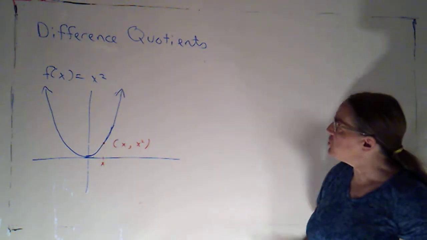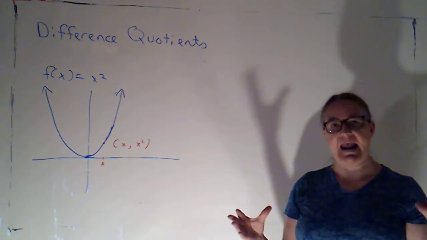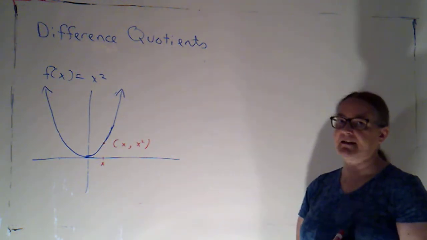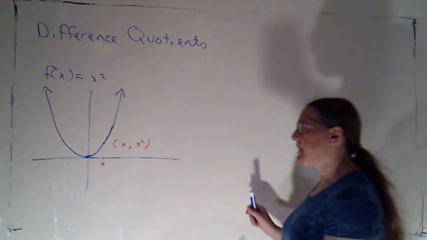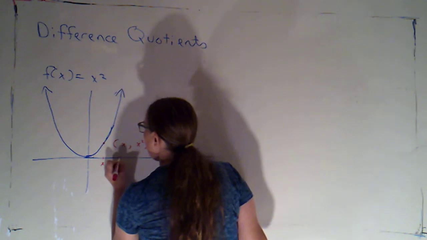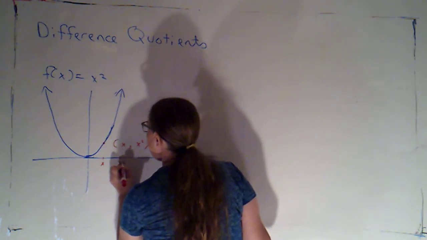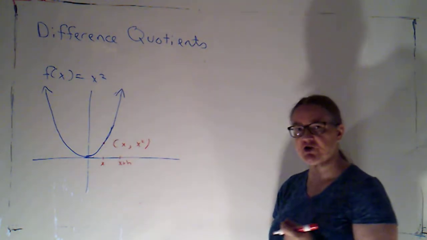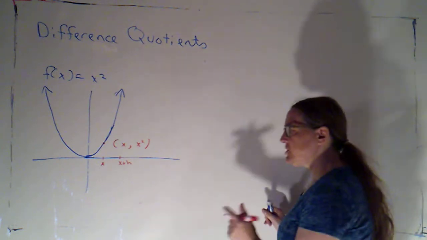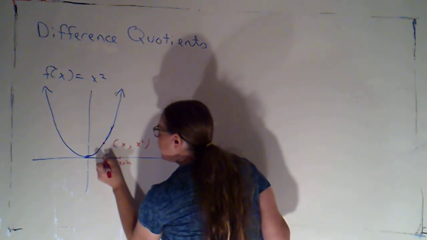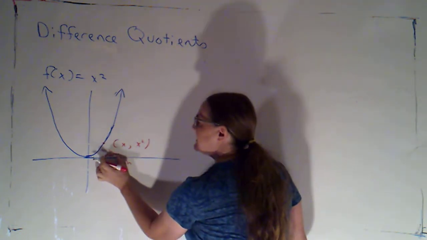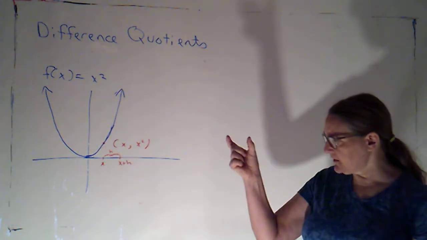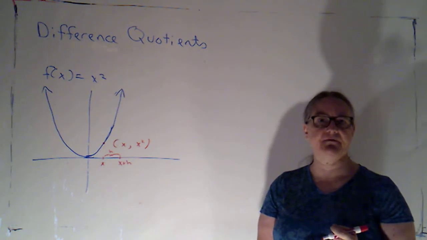Now what I want to do with the difference quotient is I want to compare two different points on the graph. So I need a second x value. And what I'm going to do is call my second x value x plus h. Now what it looks like I'm doing there is letting h represent the horizontal distance between those two x values.